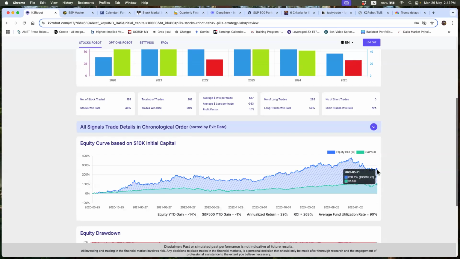Year to date, for 5 years to date, currently the robot's overall performance is 263%, and S&P 500 is up close to 96%. Now this is the performance, so significantly better. This is what we want, right?